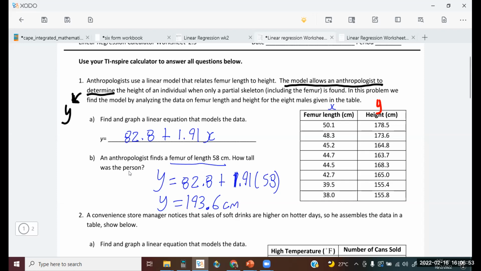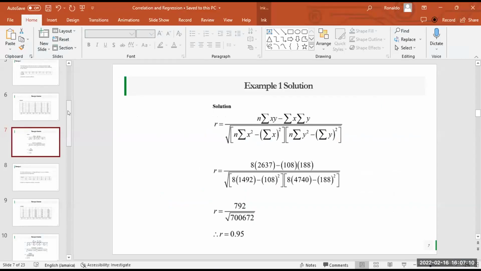That would be this person's height. And that's how you use it to predict. So typically they love to ask questions like these. But in an exam, Jamie, I'm going to show you how they ask it in a past paper I sent you in the notes. Make sure to use this formula.